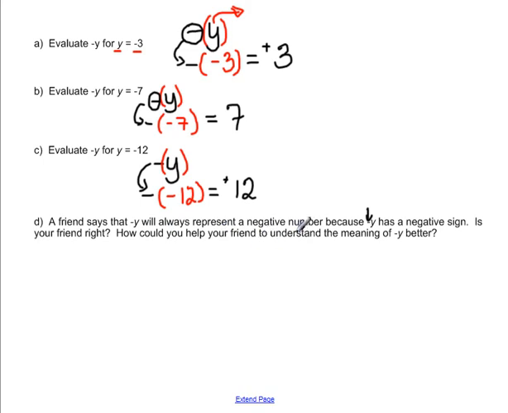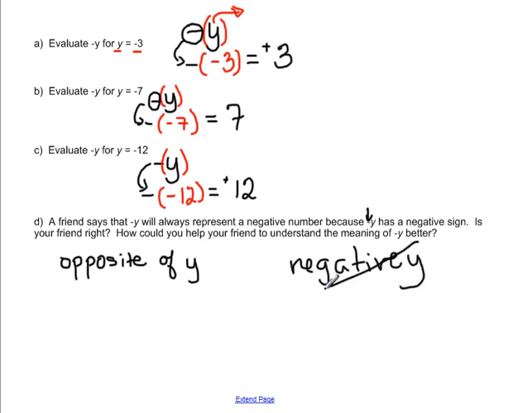So how could we help our friend to understand the meaning of this symbol, this negative y or the opposite of y, better? And notice the couple of different ways I've been talking about it. I was referring to it when we were doing our substitution as the opposite of y, because we don't know if y is going to be a positive number or a negative number. We don't want to think of this as negative y, because we don't know if it's going to be a negative number or, as we saw in these examples, a positive number.